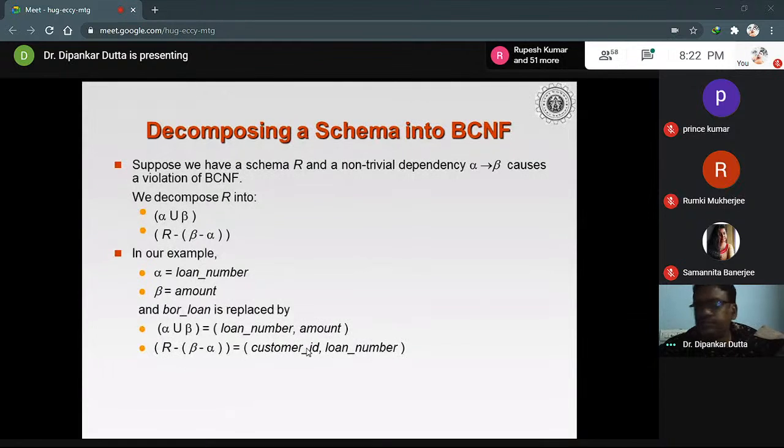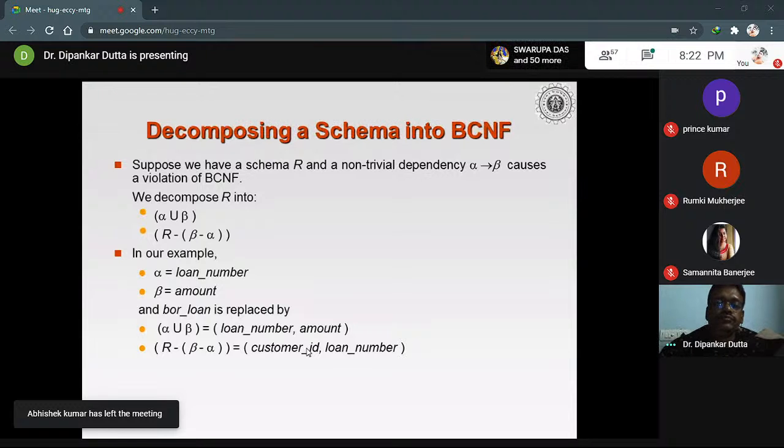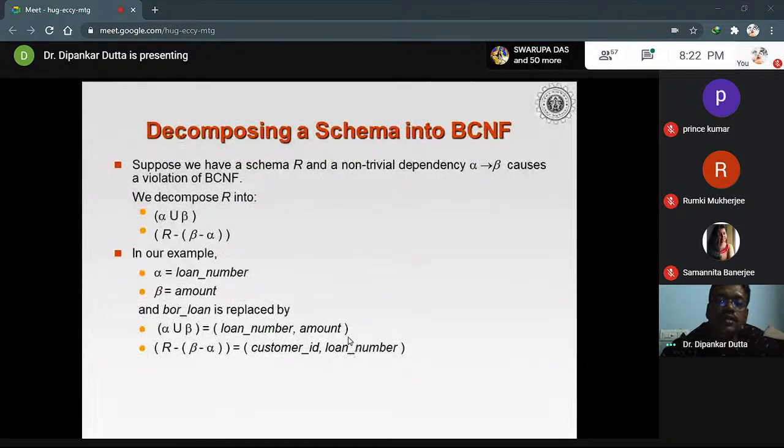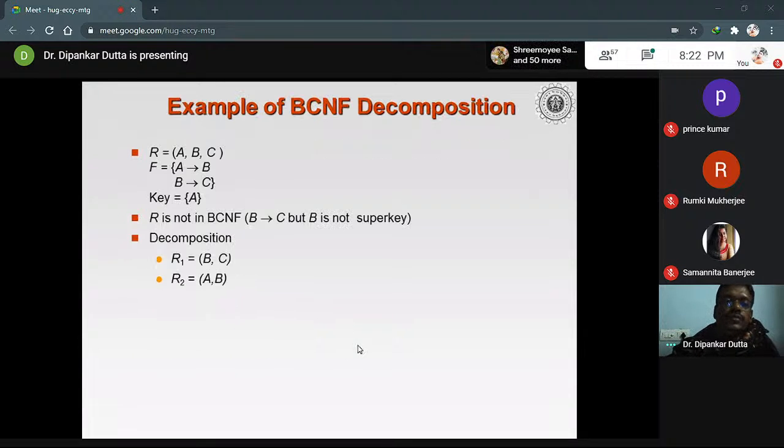So is it clear? So here amount depends upon loan number, and loan number depends upon customer ID. Directly depends upon customer ID, and amount directly depends upon loan number. So these two are now in BCNF.